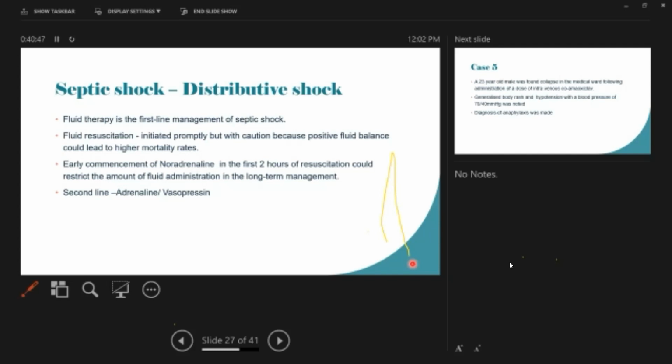And the second line will be adrenaline and vasopressin. Now we are talking about the ward setup here, so we usually don't use vasopressin in the ward setup. Vasopressin is a very potent vasoconstrictor and the doses are not titrated like other vasoactive agents. So most of the time wards are not familiar with it. So it is all right not to start this in the ward setup. Starting noradrenaline and adrenaline is enough.